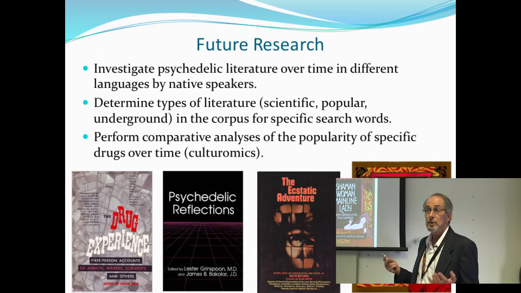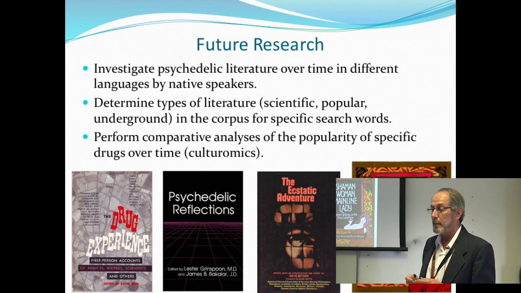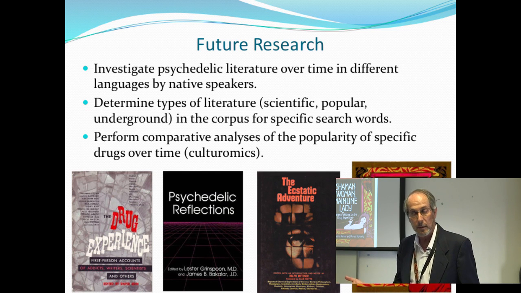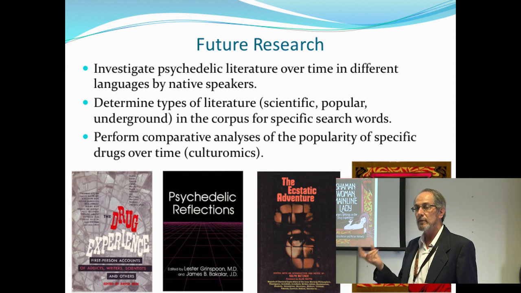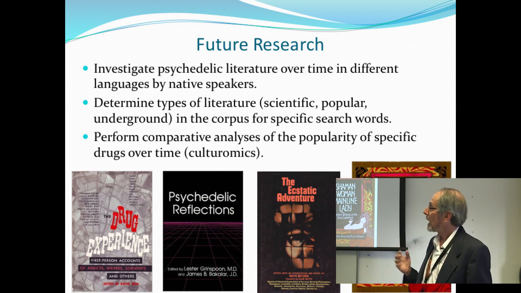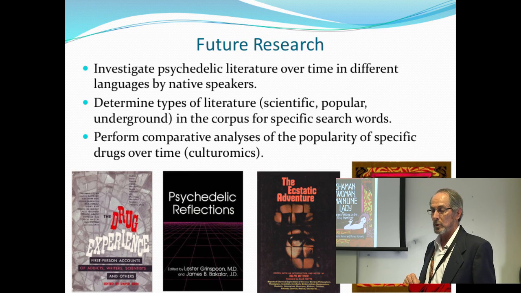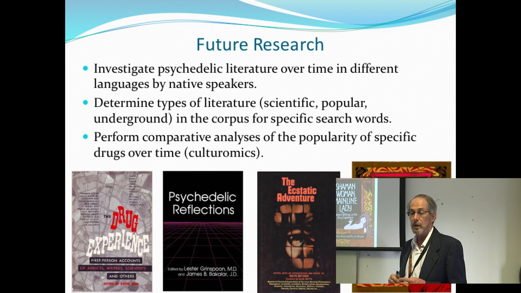So for future research, what I would suggest is the investigation of psychedelic literature over time in different languages by native speakers who know the nuances of those languages, particularly when looking at the books that are being identified in the search process. Determine the types of literature, scientific, popular, underground, in the corpus for these specific search words. Perform comparative analysis of the popularity of specific drugs over time.